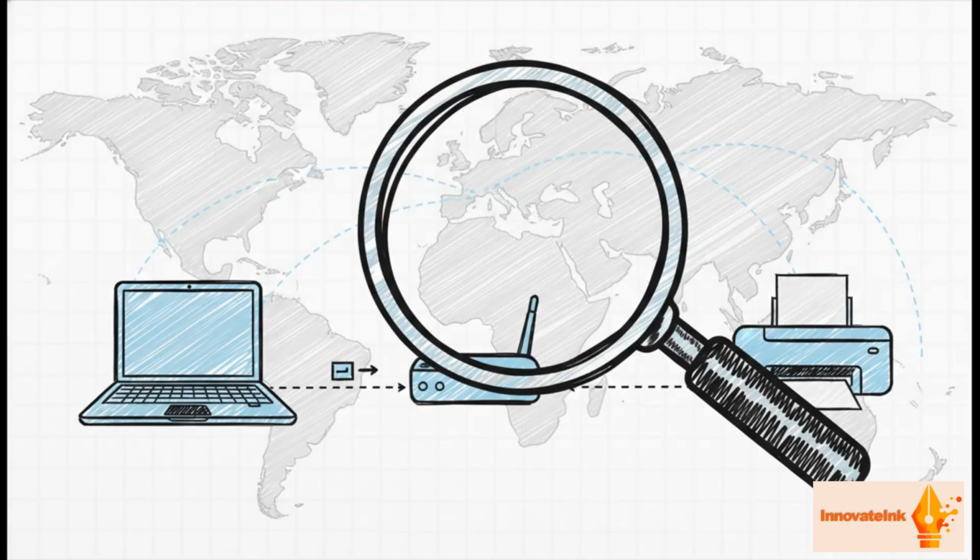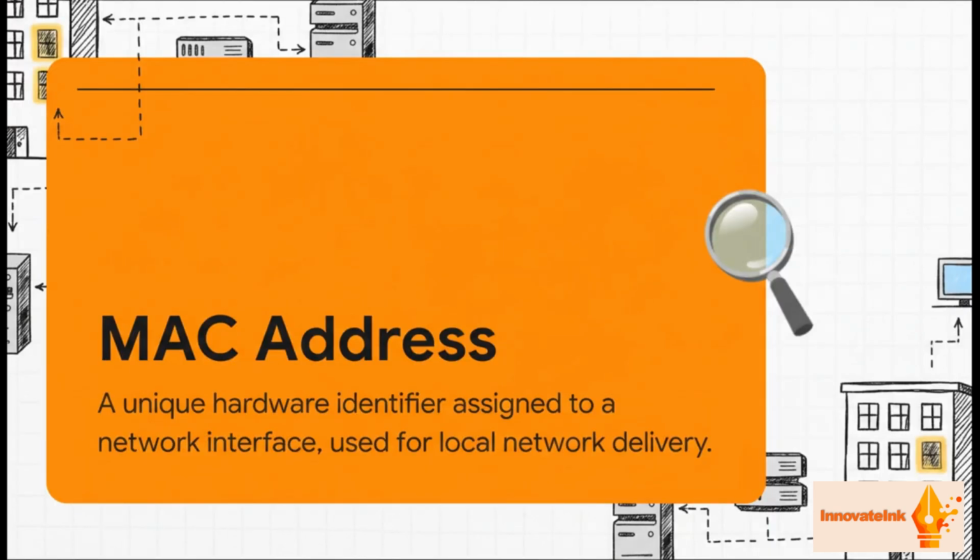That's the job of the link layer. This layer doesn't care about the final destination in another country. It's only focused on the local neighborhood, on getting the data from one node to the very next one. And for that local trip, it uses a completely different kind of address. It's called a MAC address. This is a unique hardware identifier that's literally burned into your device's network card.